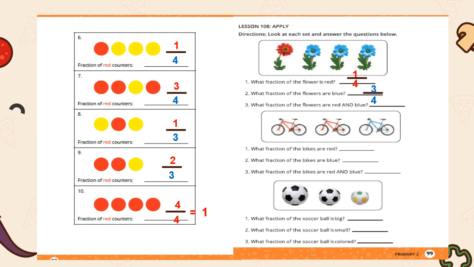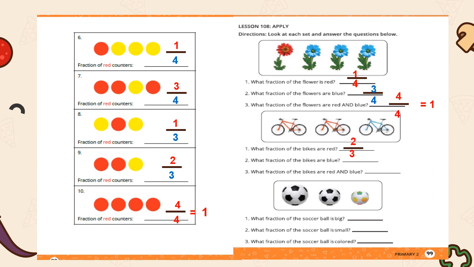Number 3. What fraction of the flowers are red and blue? So the total are 4 and he needs red and blue, they are 4. So the fraction is 4 over 4 equals 1. Next, we have a group of pikes. He asked me what fraction of the pikes are red. We have here the total are 3. How many red? They are 2. So the fraction is 2 over 3.